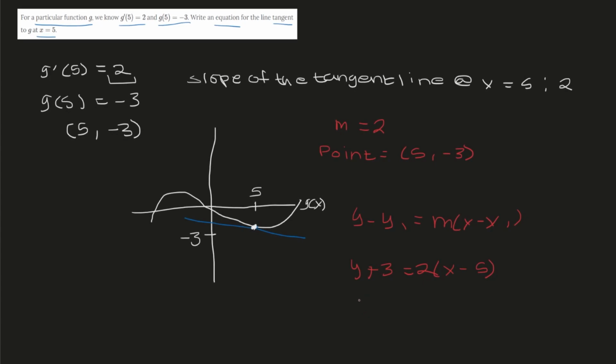If we want to simplify that even further, we'll get y equals 2x minus 10 minus 3, giving us 2x minus 13, which is the slope-intercept form of our final tangent line.